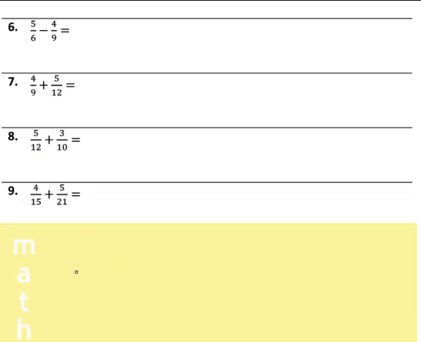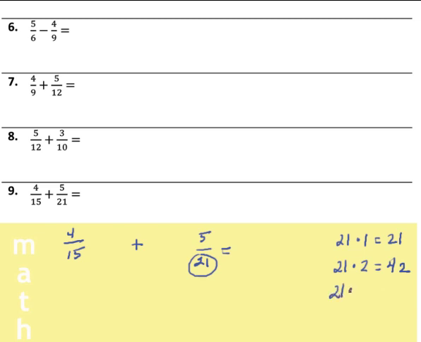All right, in number 9, 4 over 15 plus 5 over 21. Start with the larger. Let's look at 21 times 1. And 15 does not go in. Let's do 21 times 2. Again, 15 does not go in. Let's try 21 times 3. 63. Let's do 21 times 4. And we have 84.